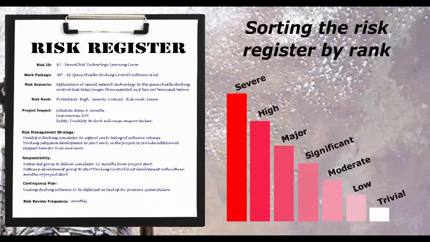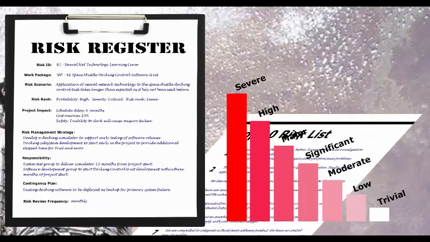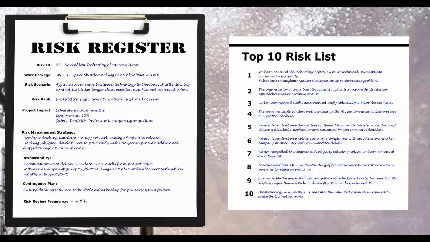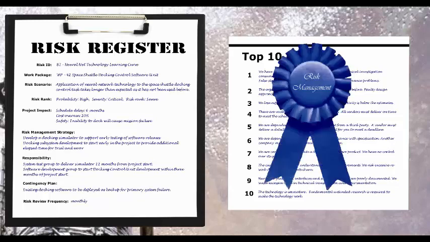To help us focus on high-risk activities, we sort the risk register by rank. A top 10 risk list will be published on the project intranet. The register provides a mechanism for tracking and controlling risk throughout the project. An up-to-date risk register demonstrates a project's commitment to formal risk management.